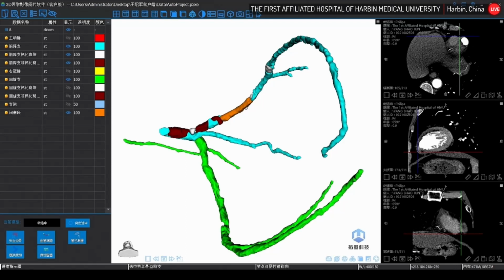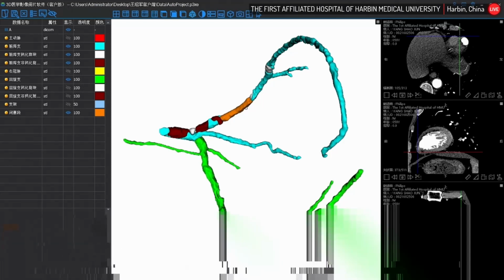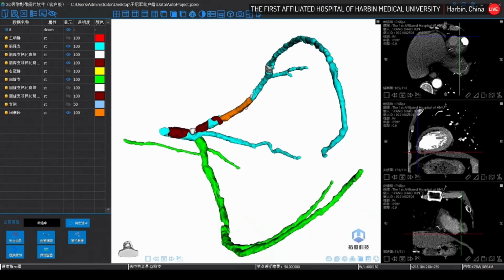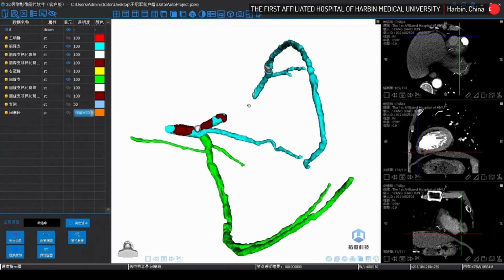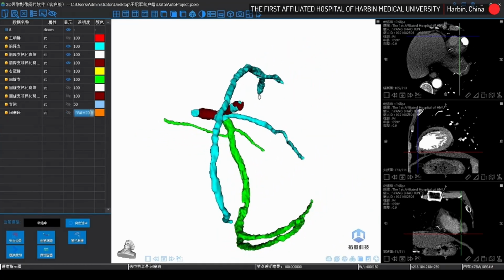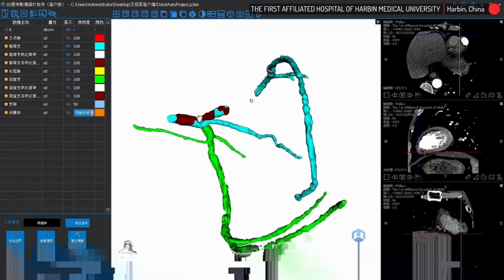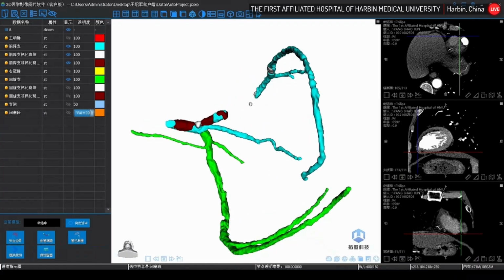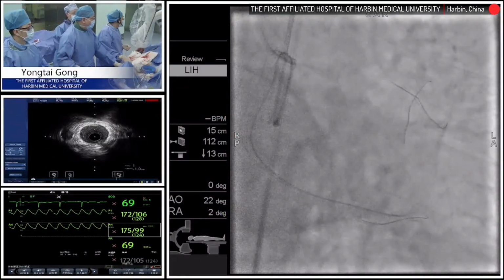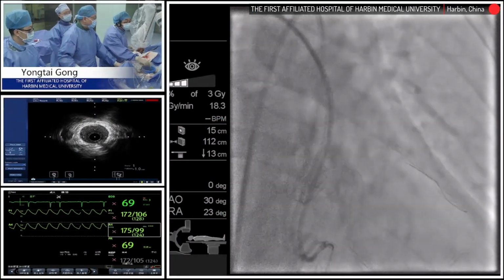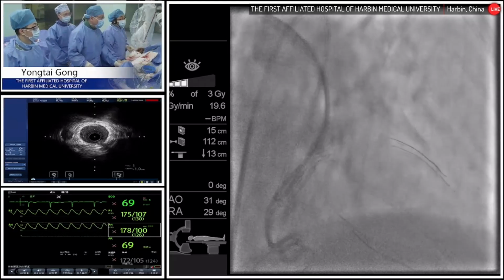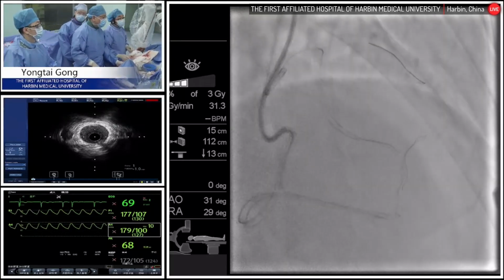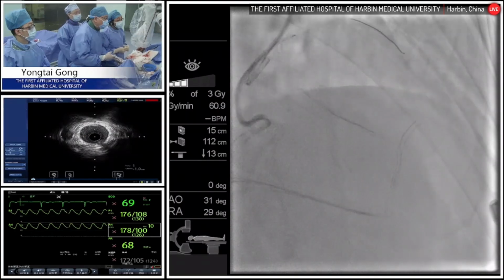Okay, let's delete the occluded segment to check the whole information. So from this one, we can see that this is a relatively long, totally occluded segment, which indicates some difficulty from the antegrade approach. I think this might be enough information from the CT reconstruction. And later during the procedure, we can recheck this detailed CTO angiography information. Okay, this is enough information for the baseline of this patient.